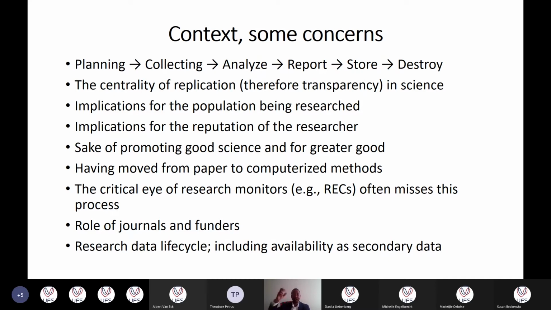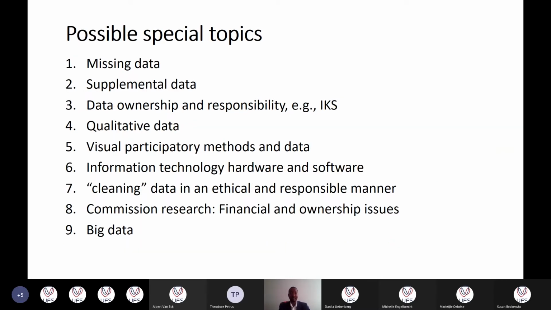And once you have run the whole data life cycle, perhaps even before, especially before destroying it, you want to think about the possible use of the data as secondary data analysis, whether it be through sharing with others or even the possibility of reusing the data in other novel ways, right? What are the special possible topics that we may be concerned with?